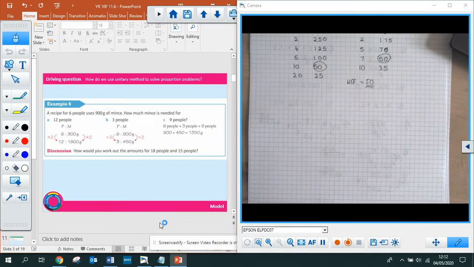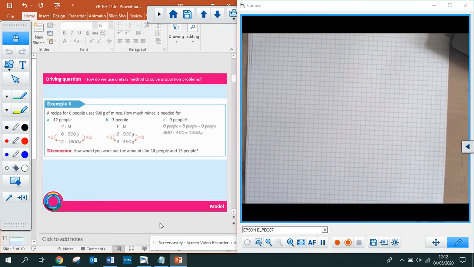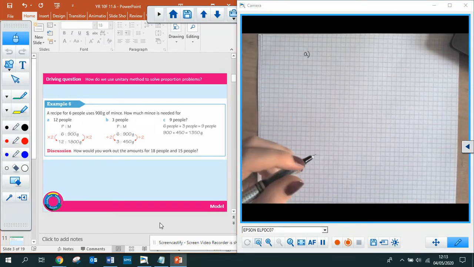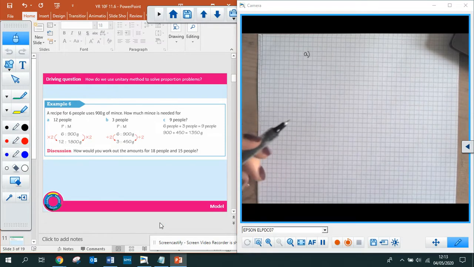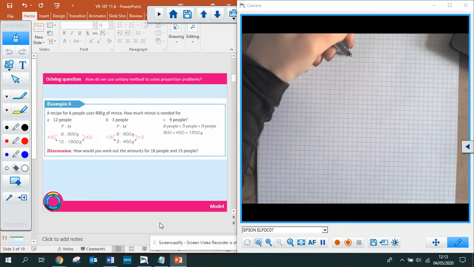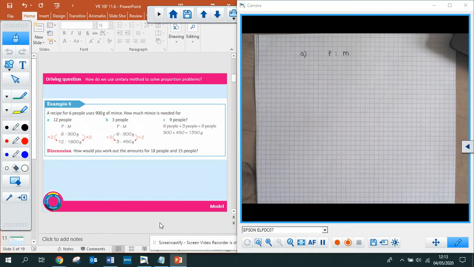So let's have a look at this example now. The question says, a recipe for 6 people uses 900 grams of mince. How many grams is needed for 12 people, 3 people or 9 people? So let's start with the 12 people. As you can see from the example, they've done P for the number of people and M for the amount of mince that they need to make enough food for those 6 people, okay?